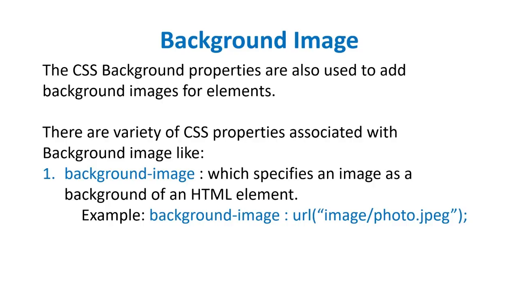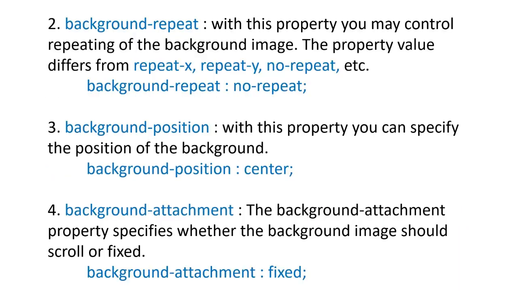The CSS background properties are also used to add background images for elements. There are a variety of CSS properties associated with background image. 1. Background-image, which specifies an image as a background of an HTML element. 2. Background-repeat. With this property you may control repeating of the background image. The property value differs from repeat-x, repeat-y, no-repeat, etc. Example: background-repeat: no-repeat.